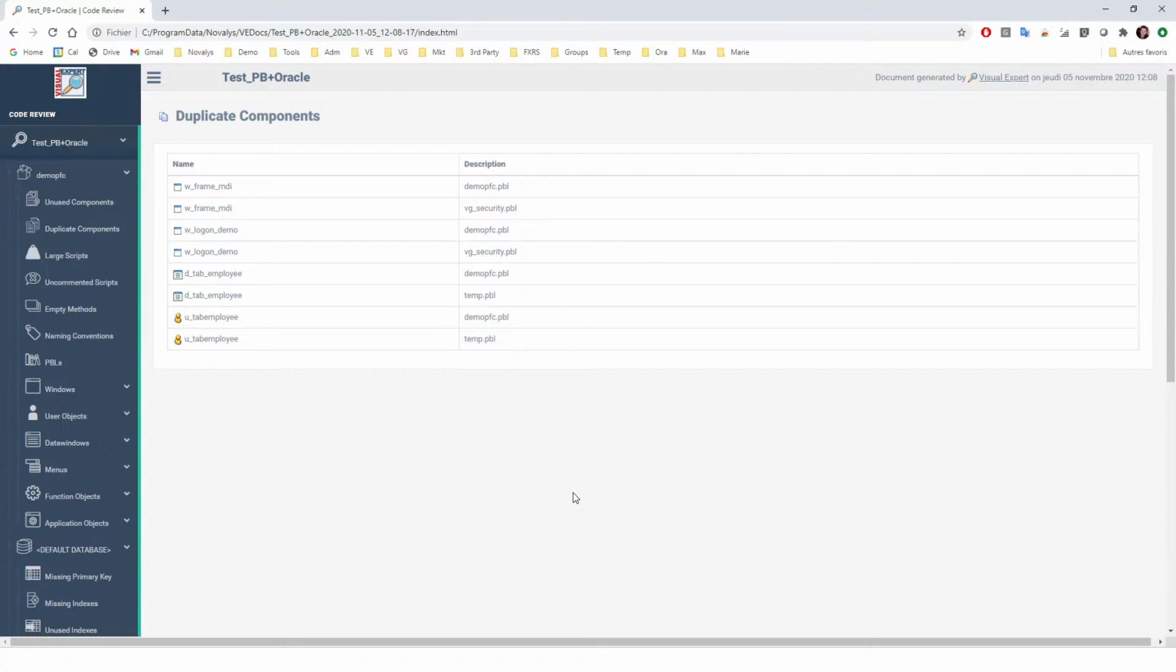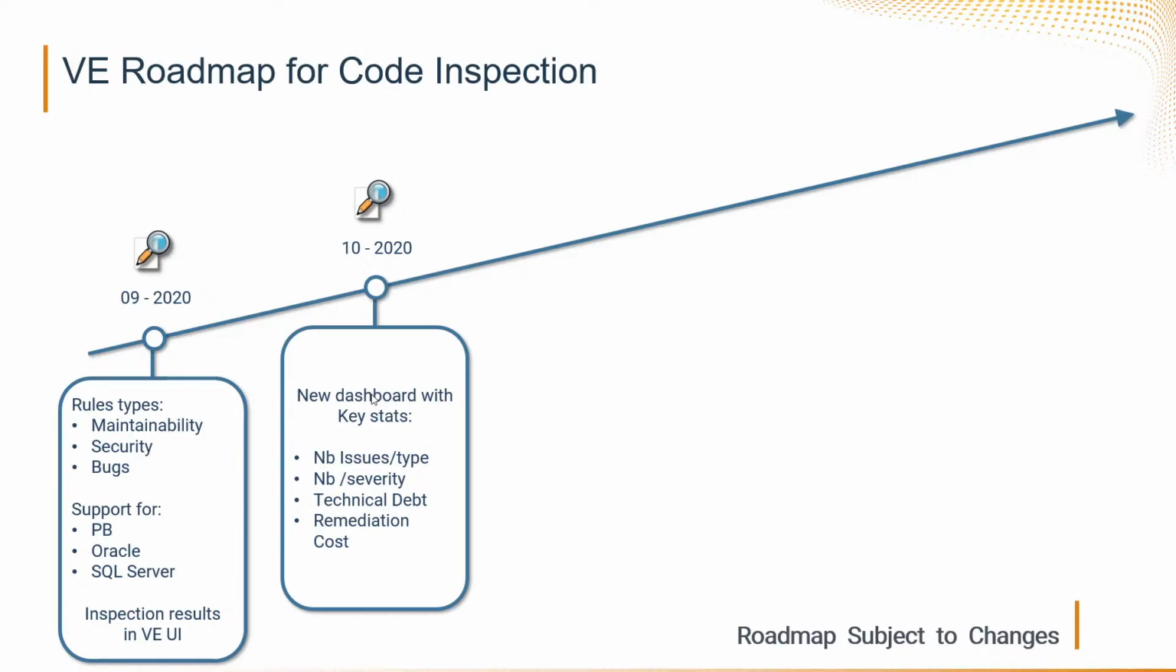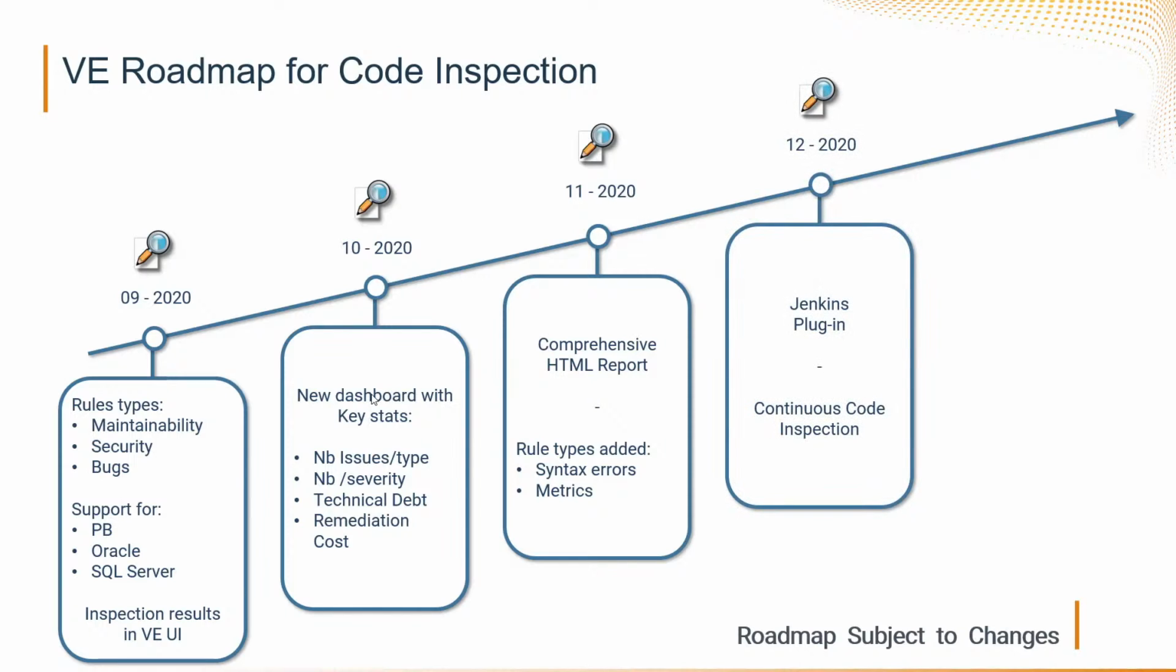Okay, let's come back to our slideshow. And before we wrap up this session, just a word about the roadmap for code inspection, because we have additional features coming soon. So for now, we've been implementing different types of rules, maintainability, security, bugs for 3 languages. You saw this dashboard with some key metrics and statistics that prompt when the analysis is completed. We are about to extend the HTML report I just mentioned with additional information to complete the code inspection report that is now mostly available in the UI.